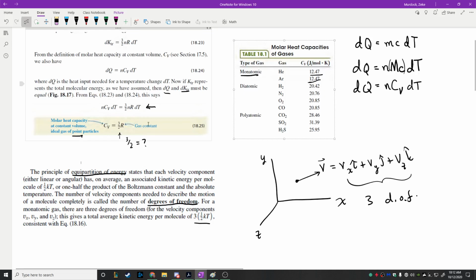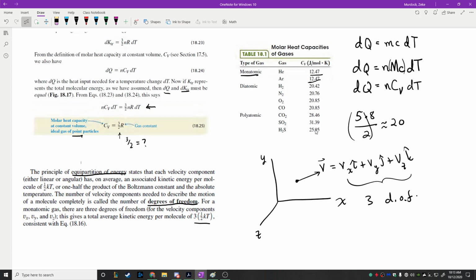It's pretty easy to do. R is about 8, right? So if I take 5 times 8, that's 40 divided by 2. This is about 20, right? And R is actually like 8.3 or something, so it's a little bit more than this, but close enough, you get about 20. So then you have this 5/2 right here.